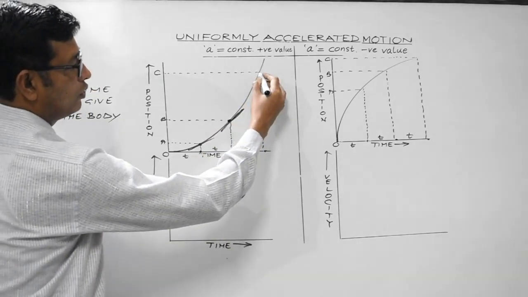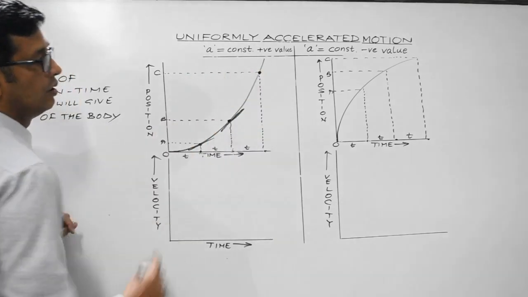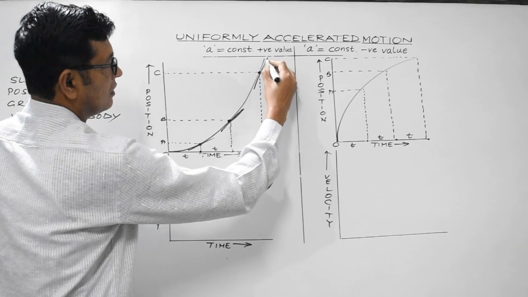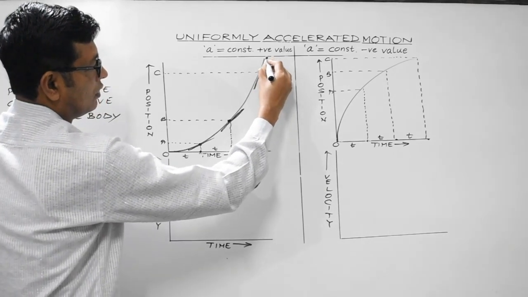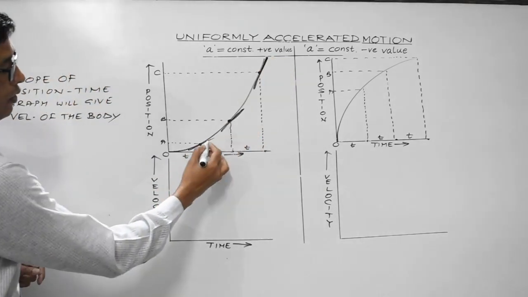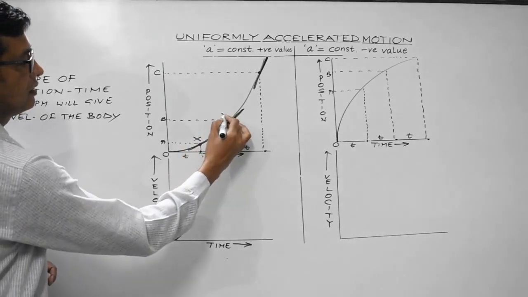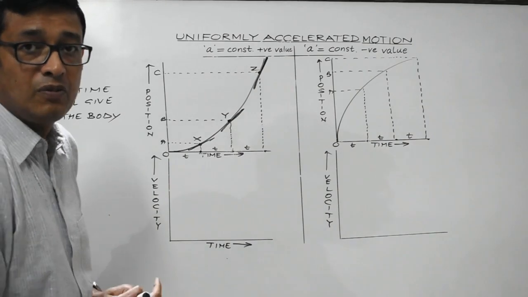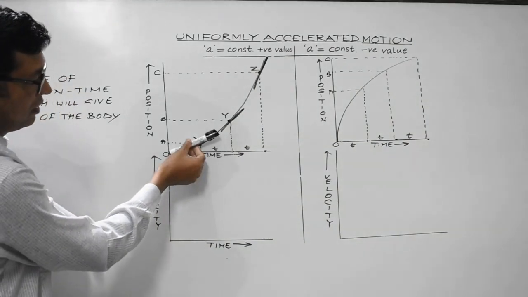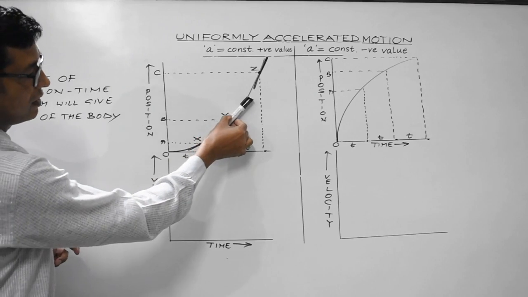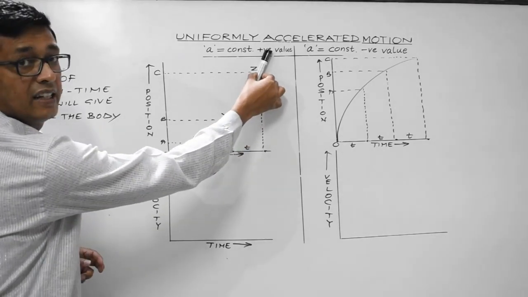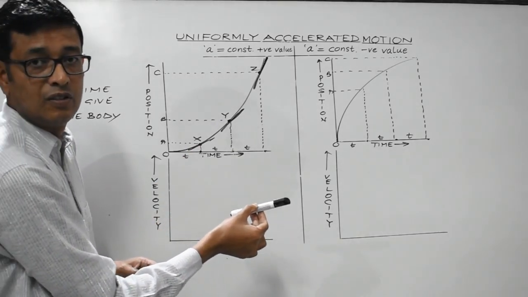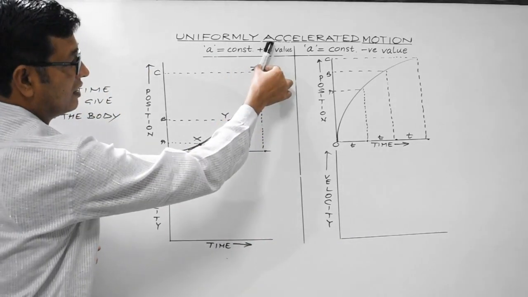Now if you wish to draw a tangent at this particular point, then it will be like this. Suppose this is x, this is y, and this is z. At which point is the slope maximum? I am talking about this. At this point, this is the tangent which gives the slope. So, at which point is it maximum? At point z. Here the slope is maximum.